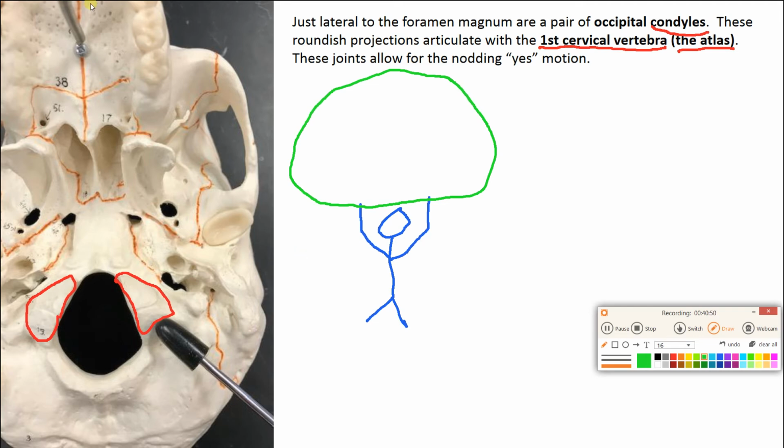Anyway, the joint between this occipital condyle on each side and the first cervical vertebra is going to allow your head to make a yes motion, when you nod your head yes. When I ask you, are you going to do great on this upcoming lab exam, you're going to use this joint. You're going to nod your head and say, yes, yes, I will. Okay.